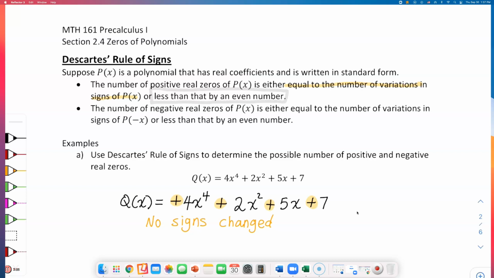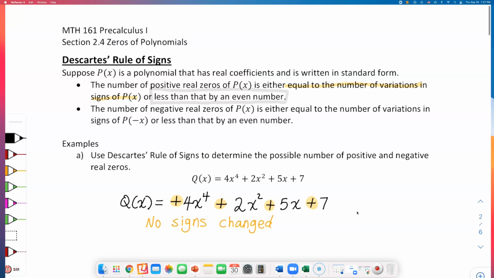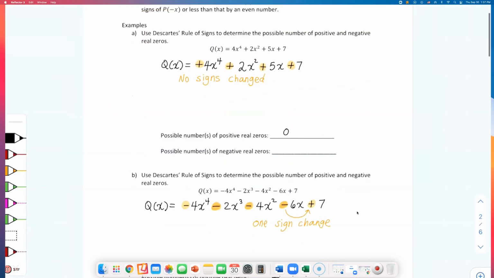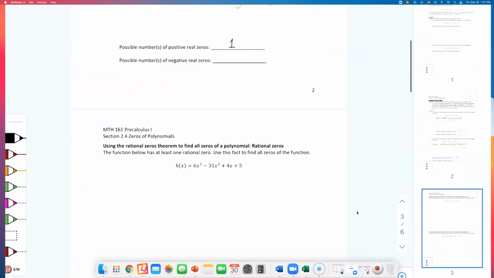So what you have to do is start with the number you find, however many sign changes you find, and subtract 2 until you get 0. This part is confusing, so I will show you how to do this by showing you another example. I'll add another example, maybe after this slide, this page.